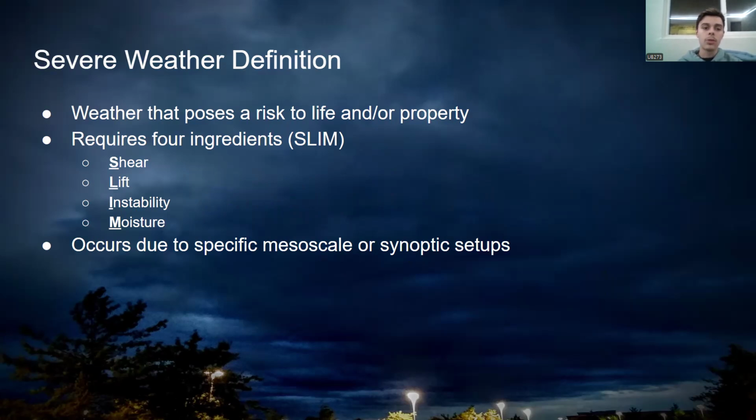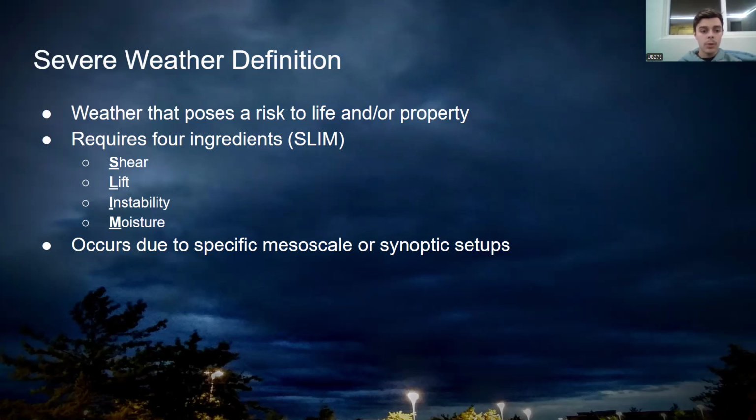Now, we're going to really talk about what is severe weather. Severe weather is weather that poses a risk to life and or property. That's the official definition. Types of weather that we can think of, of course, are thunderstorms, hail, high winds, and tornadoes. So we're going to talk about all of these, of course.